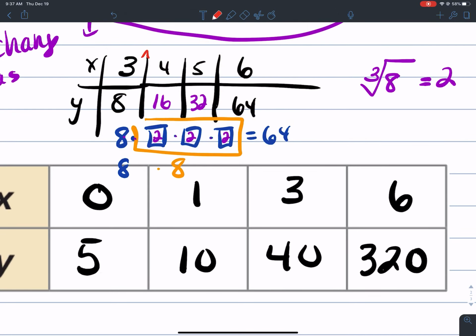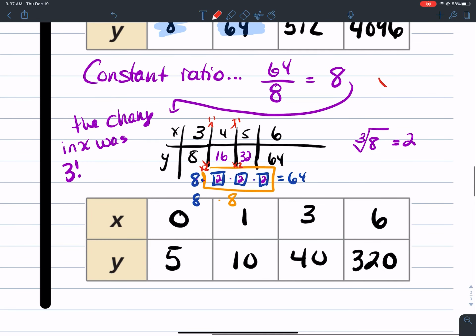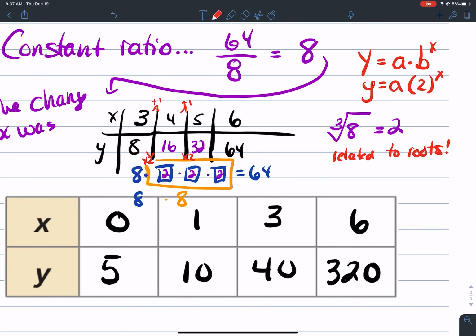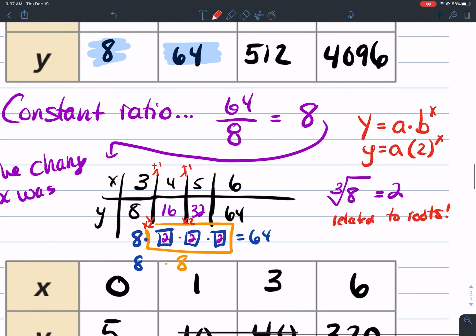Now in this table, my change in x is 1, and I can see that my constant multiplier is now 2. So the equation here would start y equals a times b to the x, and we know that our constant multiplier is now going to be 2. So the constant ratio, we're noticing that the constant ratio is related to roots, right? The change in x is what root we need to take. So for this last thing, though, we do need to find our a value.